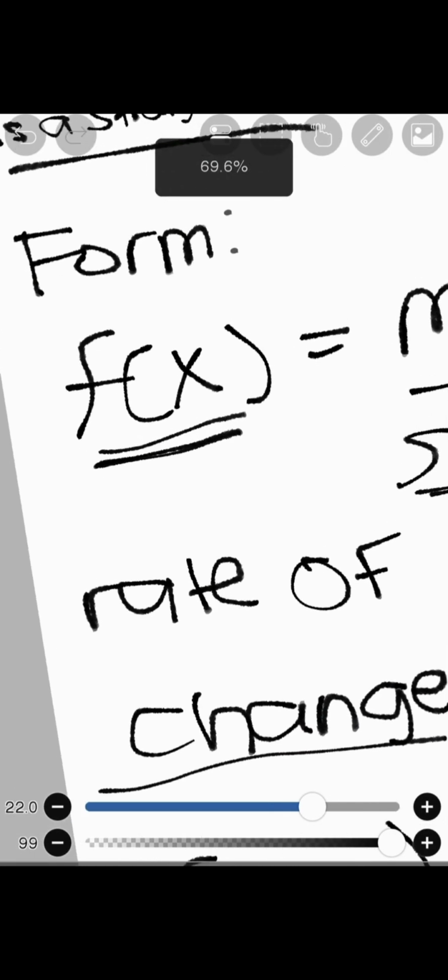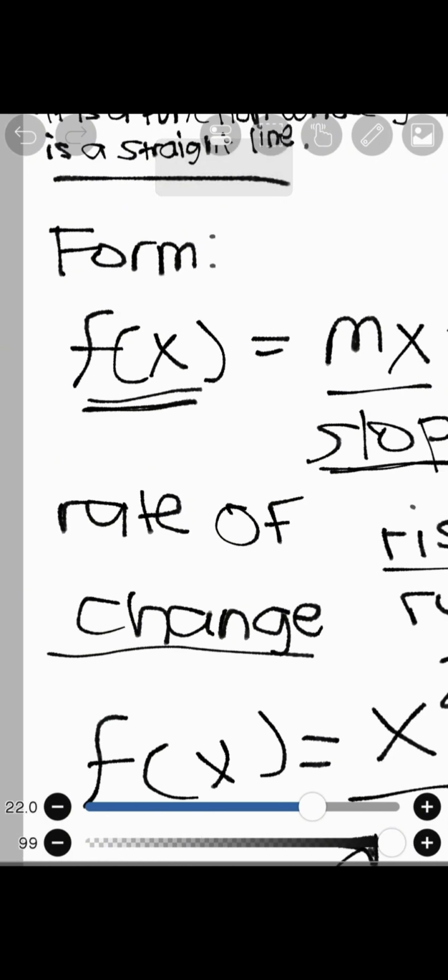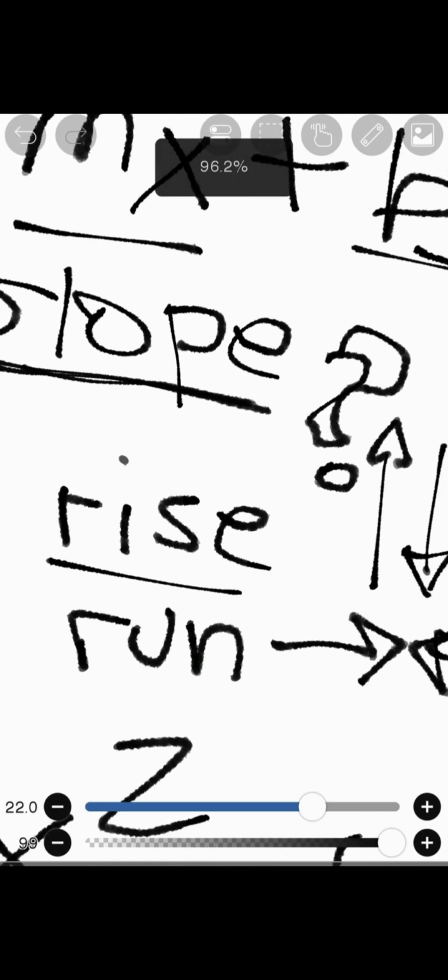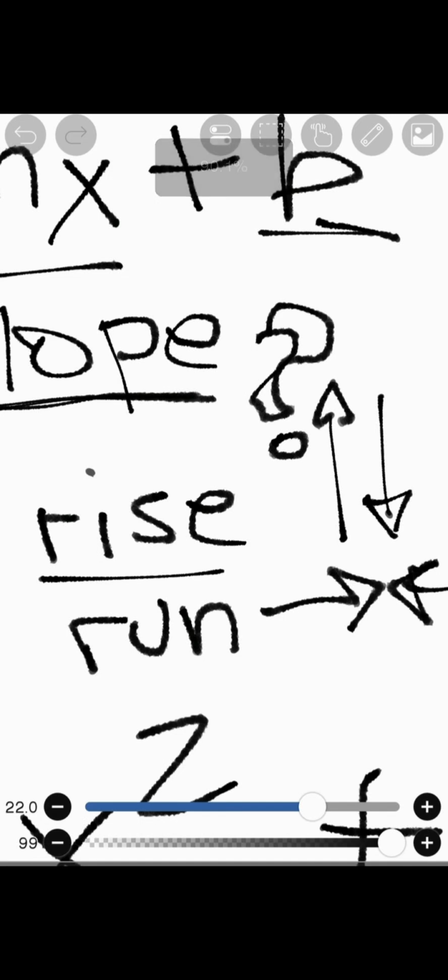So now, what is a slope? When we say slope, we are talking about the rate of change. And when we say rate of change, we talk about rise over run. In the rise, the value will go up if it's positive, and it will go down if it's negative. In the run, it will move to the right if it's positive, and if it's negative, it moves to the left.